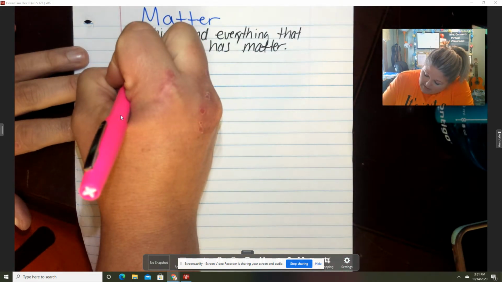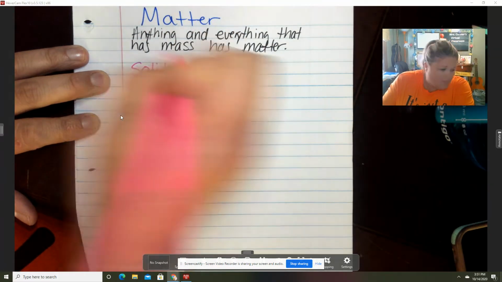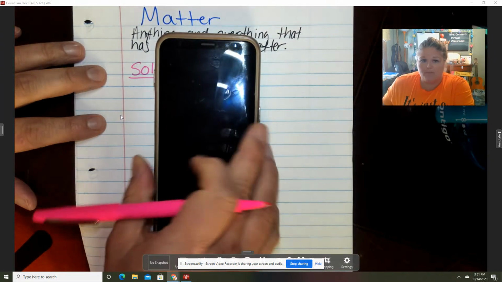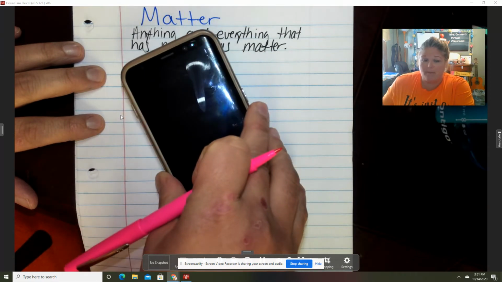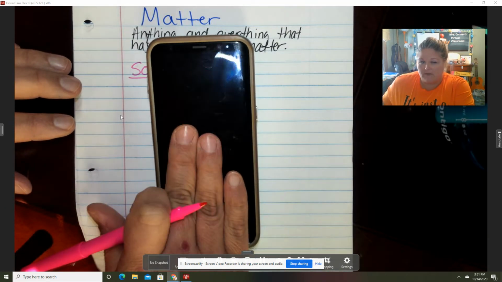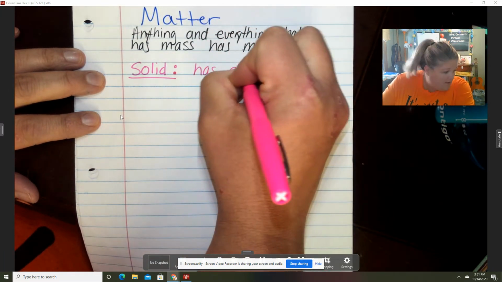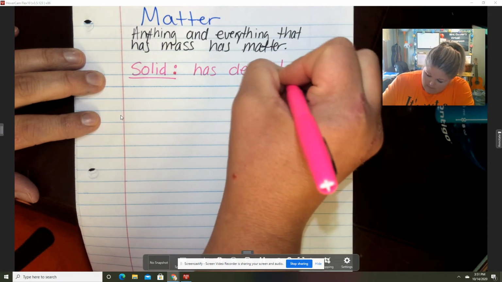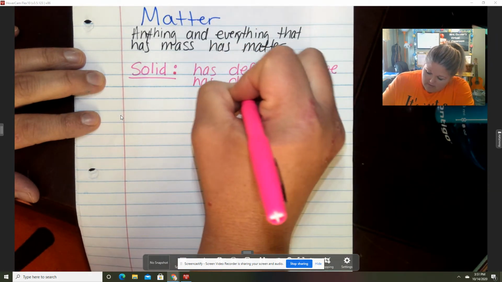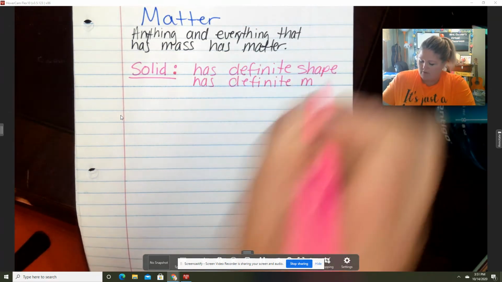The first thing we're going to talk about is solid. A solid is something like my phone. It has a definite shape. It has a definite volume. And inside, the molecules are very, very close together. So a solid has definite shape and definite volume.